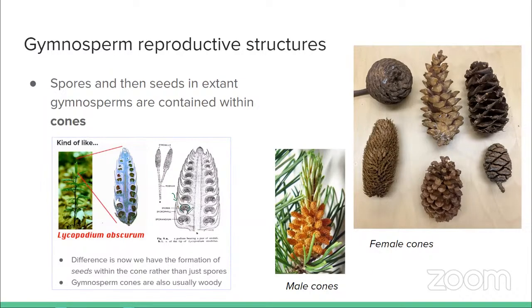Okay, so this is similar to the structure of the cones of our gymnosperms, but our difference is that we're now going to have the formation of seeds rather than just spores. And when we look at gymnosperm cones, they're also going to be larger, and they're often going to be woody, like we see in the pine cones over here. Whereas when we were looking at our club mosses or lycopods, we had these little green, subtle, fleshy structures.